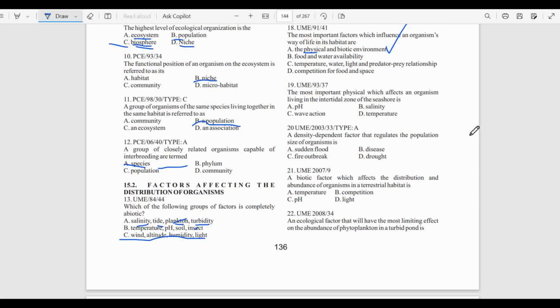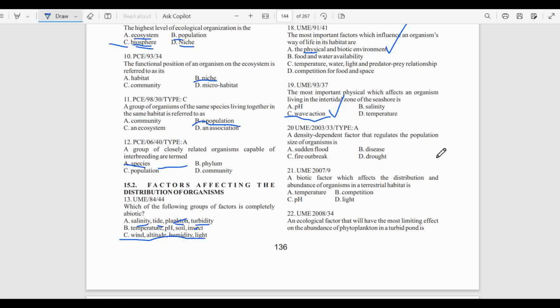Question 19. The most important physical factors, I guess, which affect an organism living in the intertidal zone of the seashore. What do you mean by intertidal? That's the zone that is exposed to wave actions. So the organisms that are there would really be affected, right? So the most important physical factor which affects an organism living in the intertidal zone would be wave action. C.